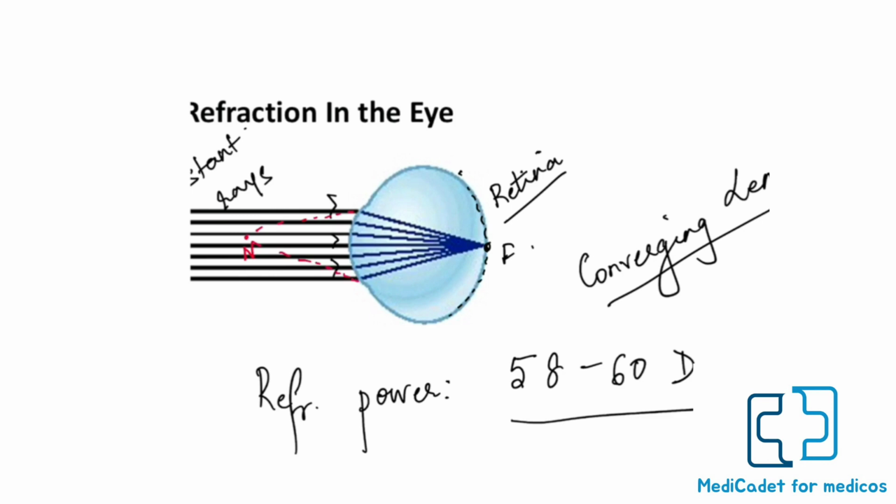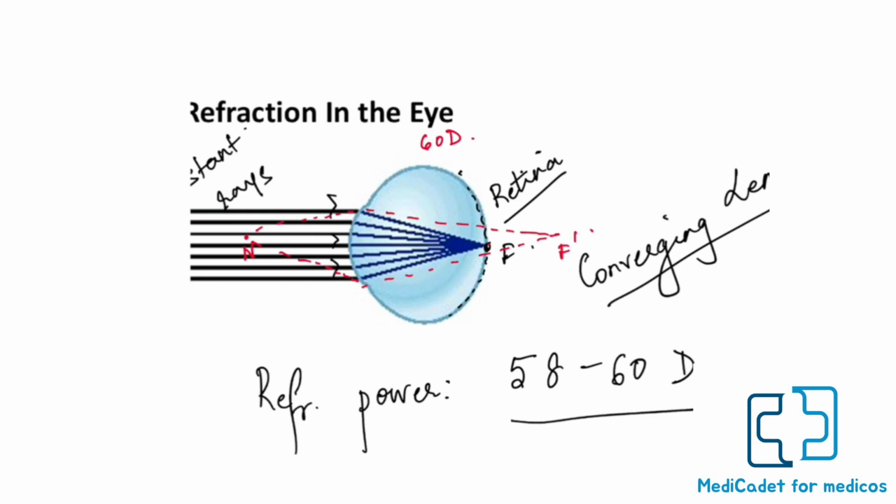So if you keep a constant power of 60 diopters, now this 60 diopters of power was enough to bring these parallel rays, that is the distant rays, to meet on the retina. But when you have rays of light coming from a near object which are diverging rays, if you keep a constant power of 60 diopters, then these rays will end up meeting somewhere here. That is at the point F dash, which is behind the retina. Okay, so this means that this eyeball cannot maintain a constant power of 60 diopters.